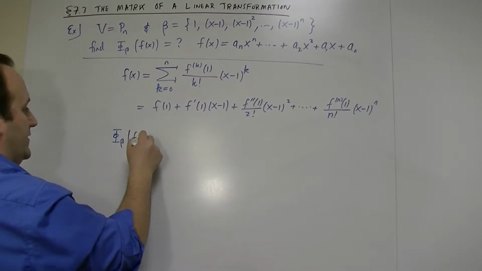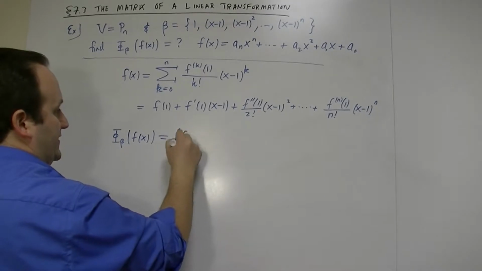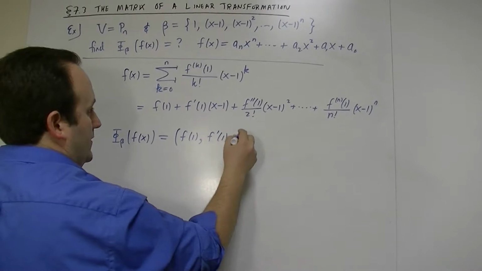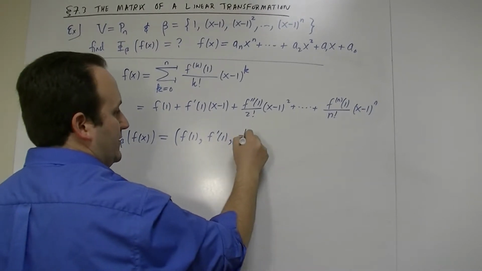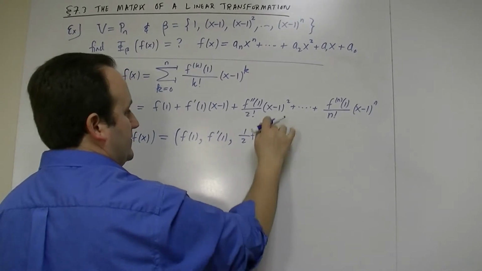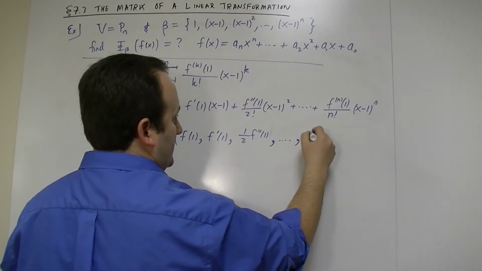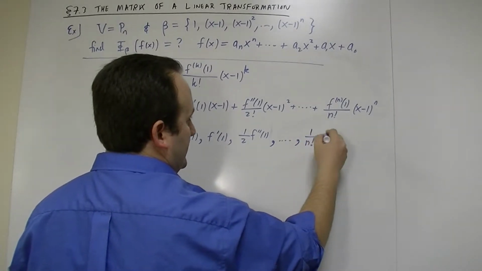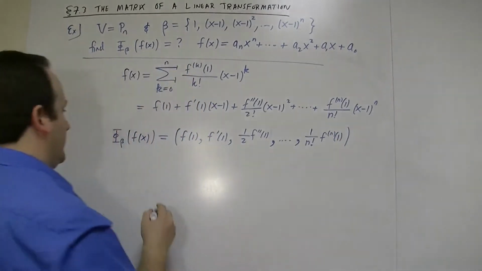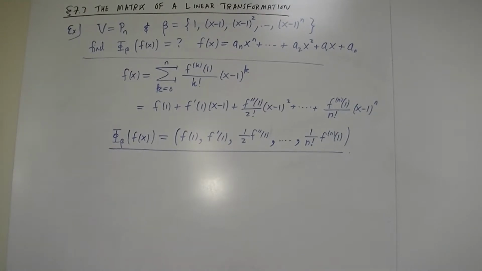I can say, aha, the coordinate map of f of x with respect to this choice of basis beta is just f of 1, f prime of 1, and this is missing in my notes right now, 1/2 f double prime of 1. Professor Landon, look at that right there. There's something to tell you about. And then 1 over n factorial. I'm missing that in the notes again. So there you go. That would be the coordinate mapping in this case.